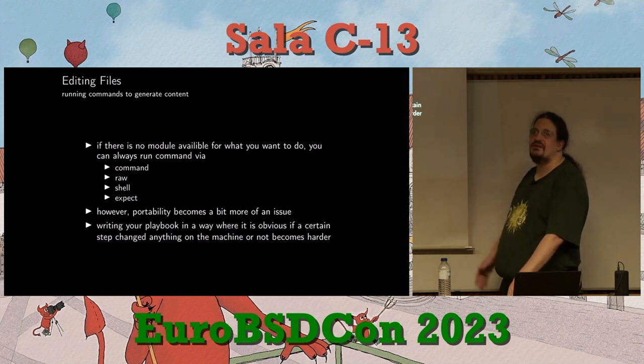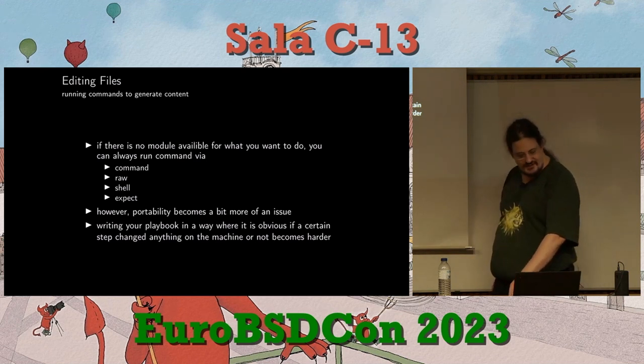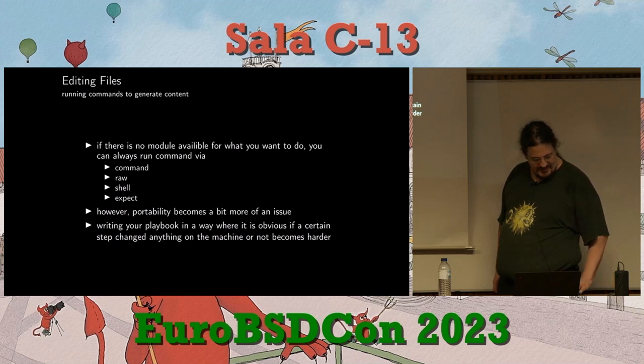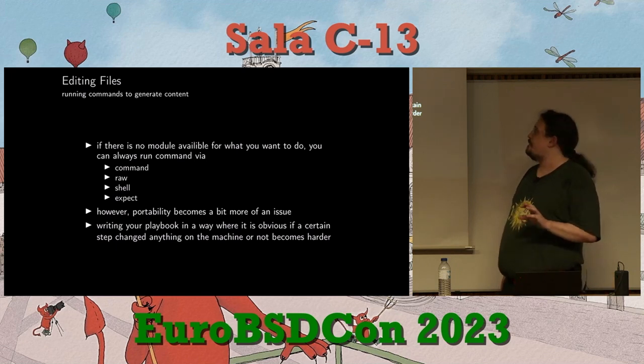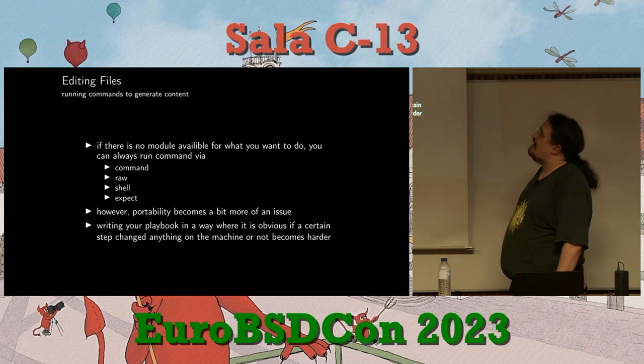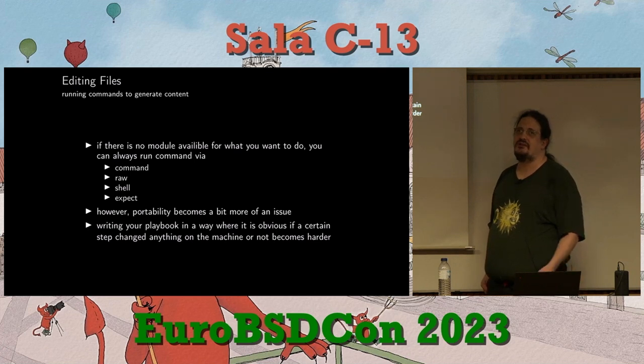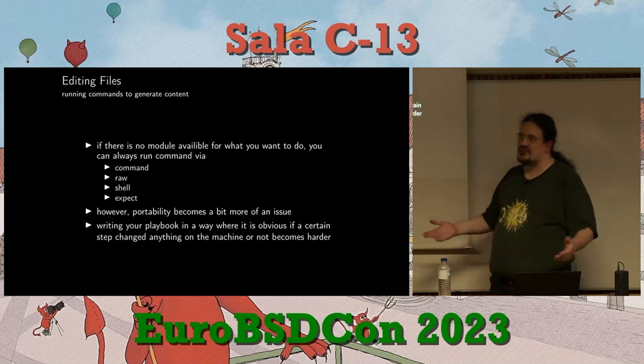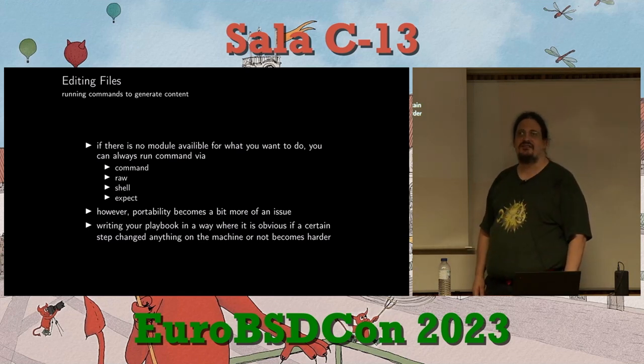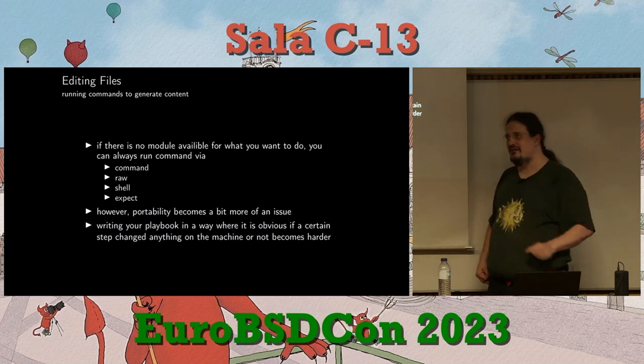I'm going over it a bit faster in some areas because I want to show some things in the end as well. So also for commands, there is always the question, if there is no direct way to do it, of course you can run commands in different versions. You have command, which has the advantage that you can at least say, this command creates that file, and if that file already exists, don't execute it again.